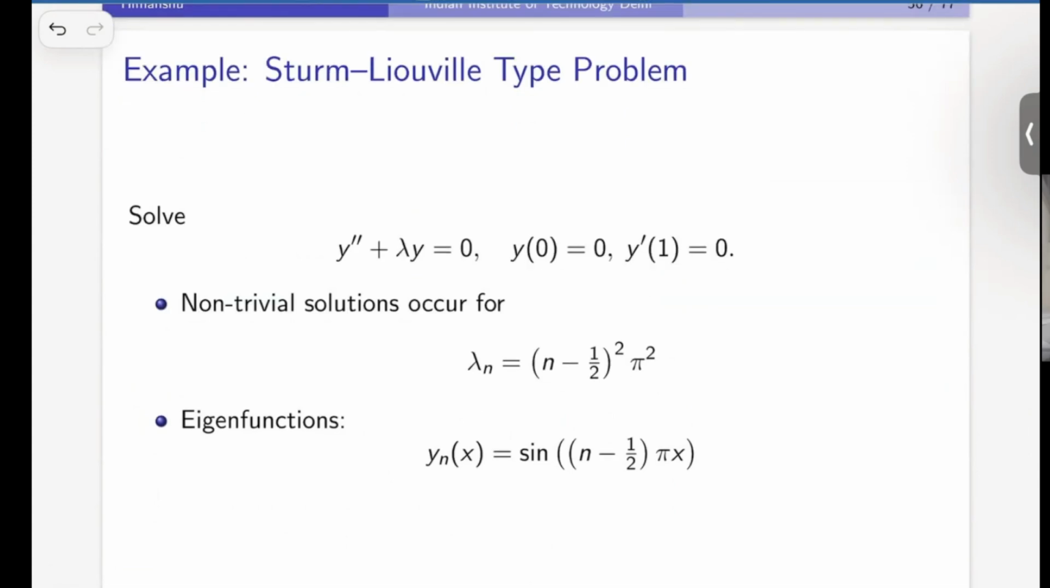Now we have an example: y double dash plus lambda y equals 0, y(0) equals 0, y dash(1) equals 0. In most cases, once you solve this differential equation using these boundary value conditions, our lambda is positive, and our solution is a bounded and periodic function.